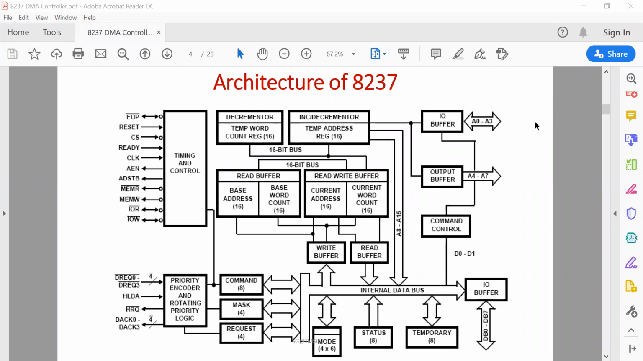So let's discuss this architecture block diagram of 8237. Basically it contains 3 basic blocks: the timing and control block, the priority encoder and rotating priority logic block, and the program command control block. So actually these 3 blocks have been divided in this way, and internally there are several registers through which the actual operation can be done.